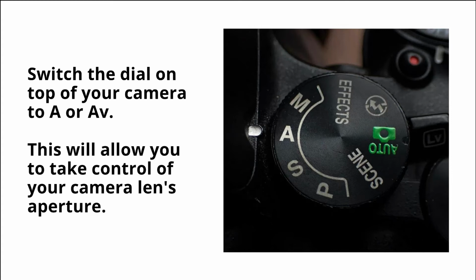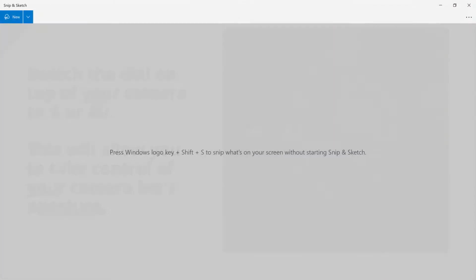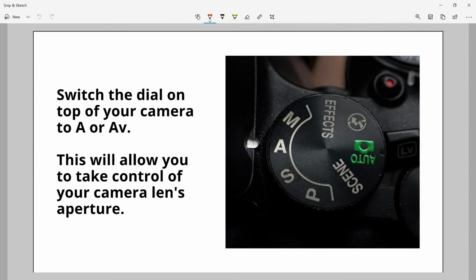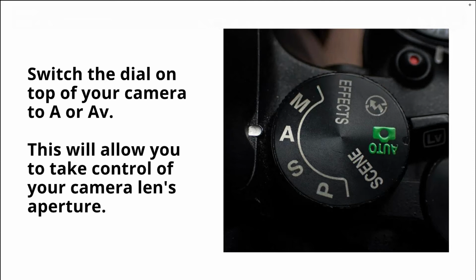All right, here is how you put your camera into aperture mode where you can take control of the aperture. So you're going to switch the dial on the top of your camera to A or AV. Canon cameras have a little V after the A, but they're both the same thing. It stands for aperture or aperture value. And then this will allow you to take control of your camera lens's aperture. Now, even though you're controlling it with your camera, the aperture is something that's actually in your lens.